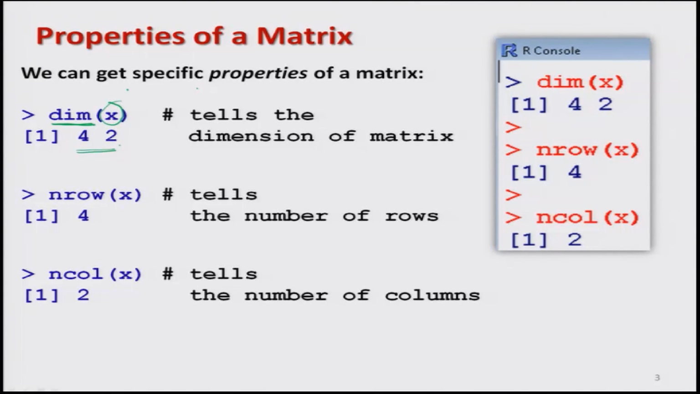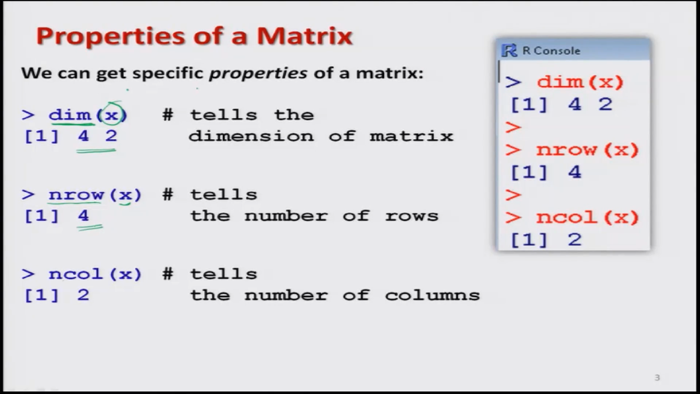Now, in case I want to know the number of rows in a matrix, then the command is nrow, that is the number of rows, and inside the bracket you have to write down the variable name that is containing the matrix. Here we have seen that there are 4 rows. So, as soon as you do nrow of x, R will give you the answer 4.